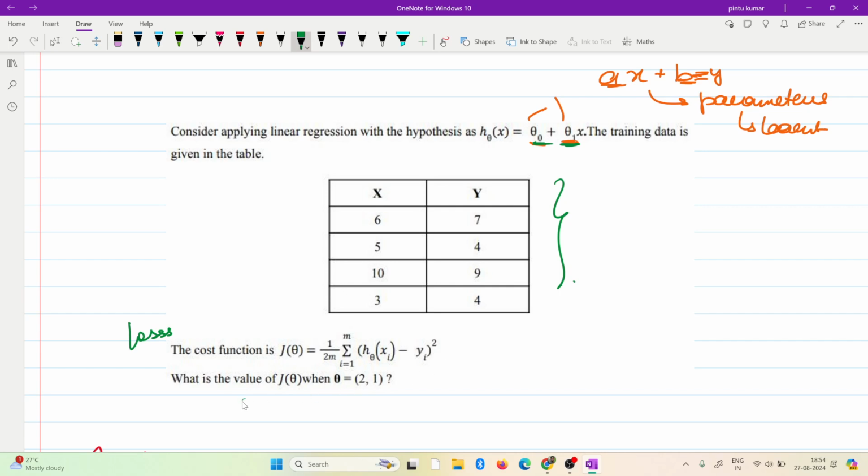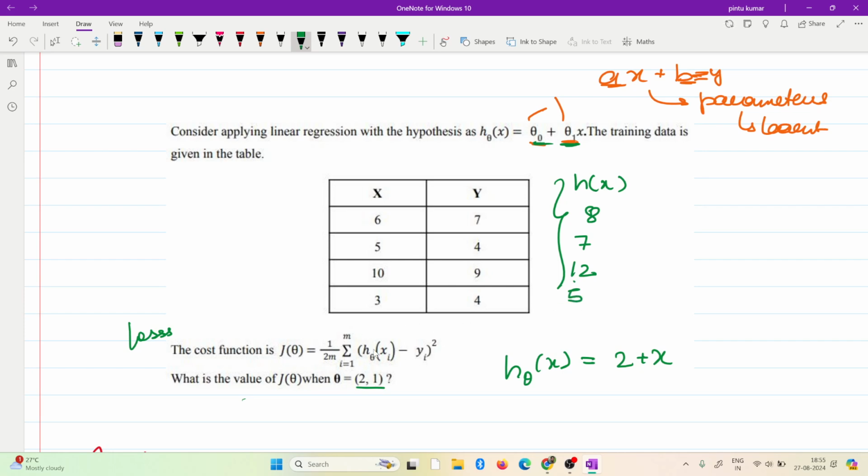is given by this. It is asking what is J of 2 comma 1. Okay. So it is giving us the value of theta. Theta is 2 comma 1. Then what does your h of theta become? This becomes 2 plus x, right? So let's calculate h of x for this given theta. We will have 2 plus x is given by 8, 7, 12, 5, right?